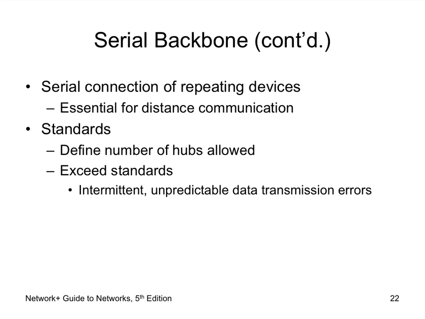But in the wired world, there are some standards for the serial backbone, defining the number of hubs allowed within a network segment. When you exceed those standards, you can have dropped packets, dropped data, and data transmission errors. Here are a couple examples of how that can happen. You run your cable too long in between your switches or hub hops. That would be one example. Or you overload one segment instead of separating with different switches.